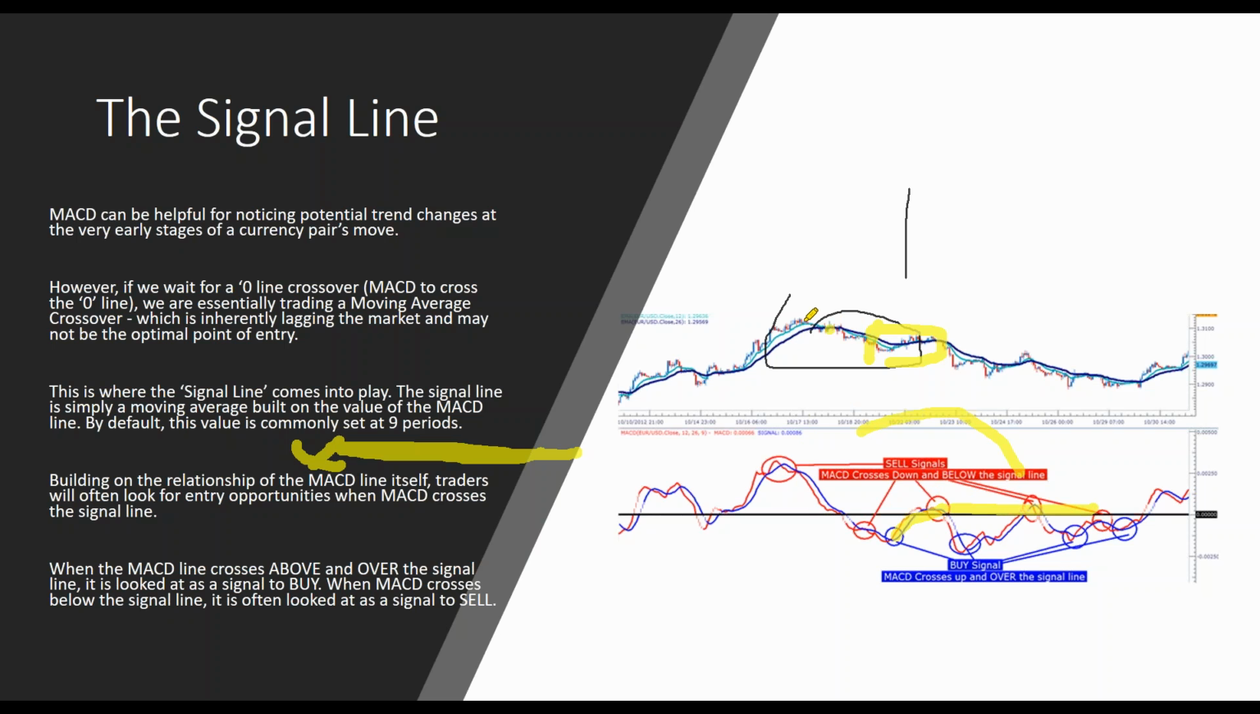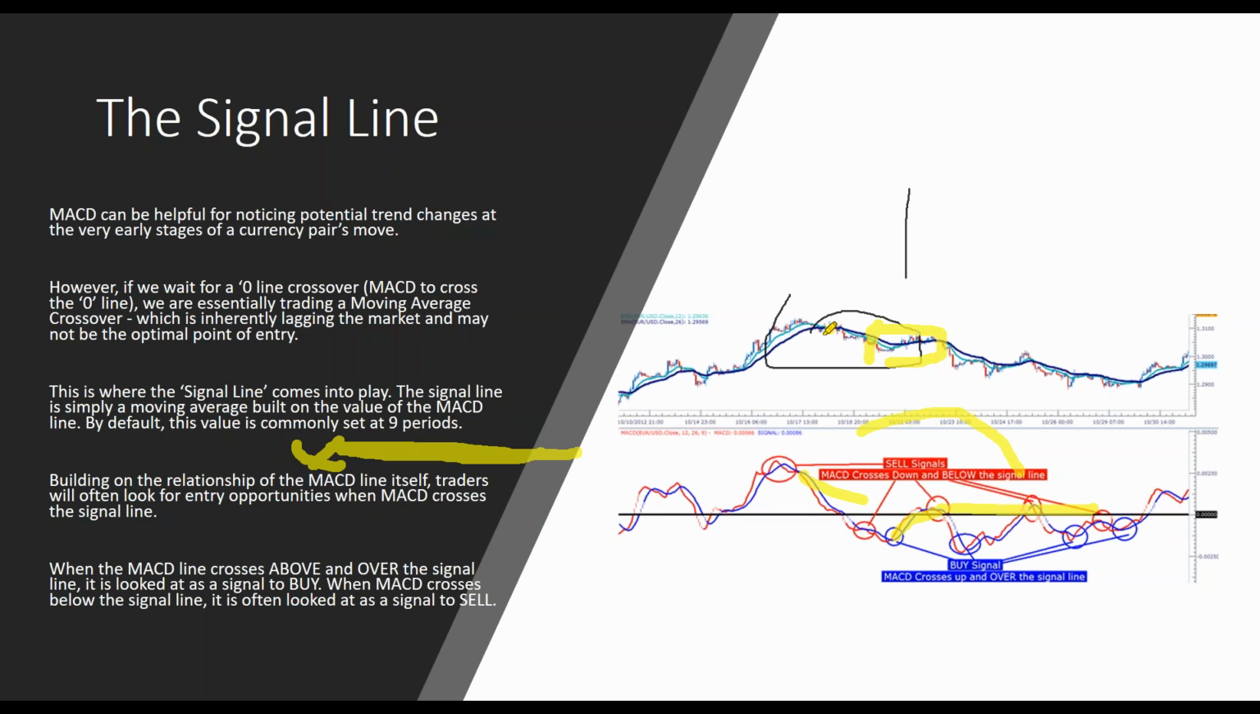And then you have where they separate, and that either goes up or down. Then you have the signal line, which is simply a 9-day moving average of the difference between those lines. Okay. So the signal line is simply a moving average built on the value of the MACD. By default, this value is set in 9 periods.